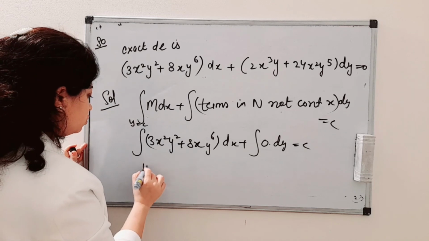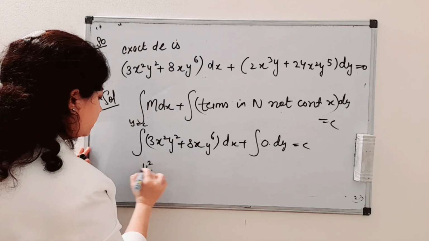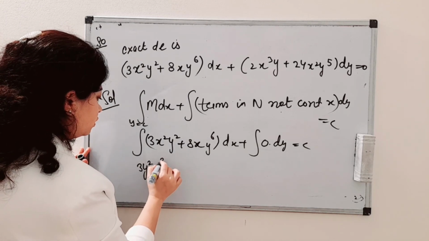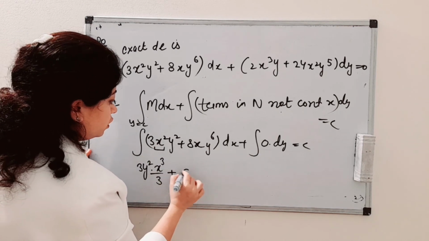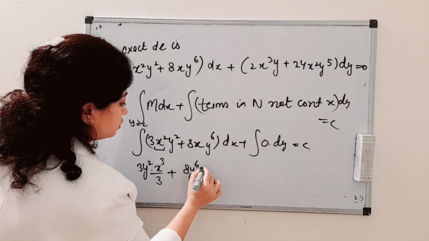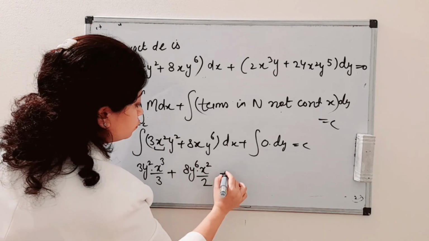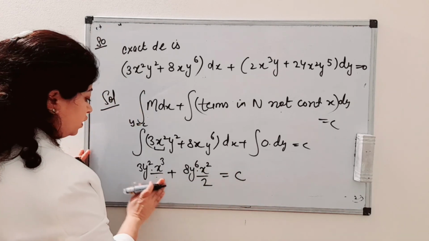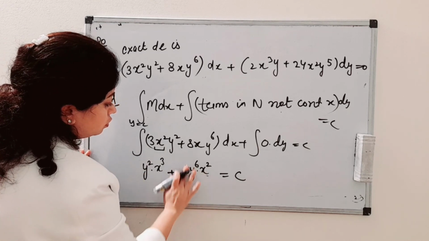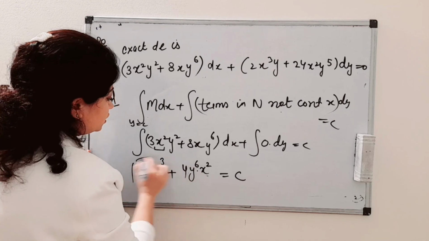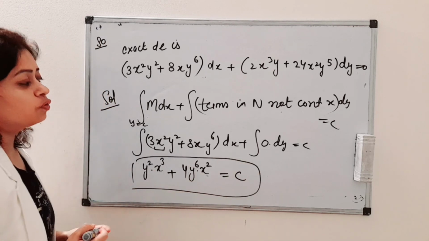Now y is constant here, so y square, 3 and x cube by 3. Okay, integration of x square plus 8y^6 x square by 2 is equal to c. So we get 3, so cancel 3, and this we got 4. So this is the required solution of the differential equation.